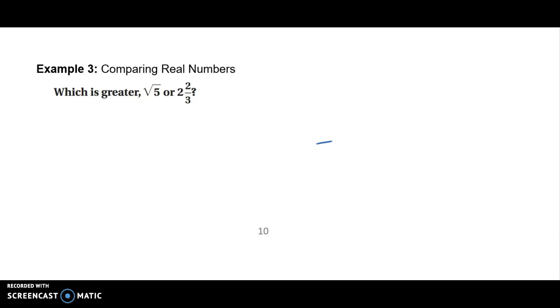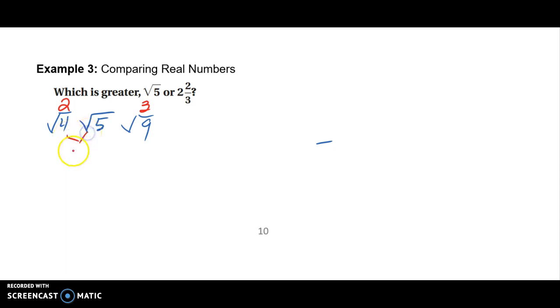Okay, so this time it says, which is greater, the square root of 5 or 2 2/3? And again, I'm going to do this without a calculator. I'm just thinking, if I have the square root of 5, what perfect squares are on either side of that? I know that 4 is just below that, and 9 is the one above that. The square root of 4 is 2, and the square root of 9 is 3. So I know that the square root of 5 falls between 2 and 3 on the number line.